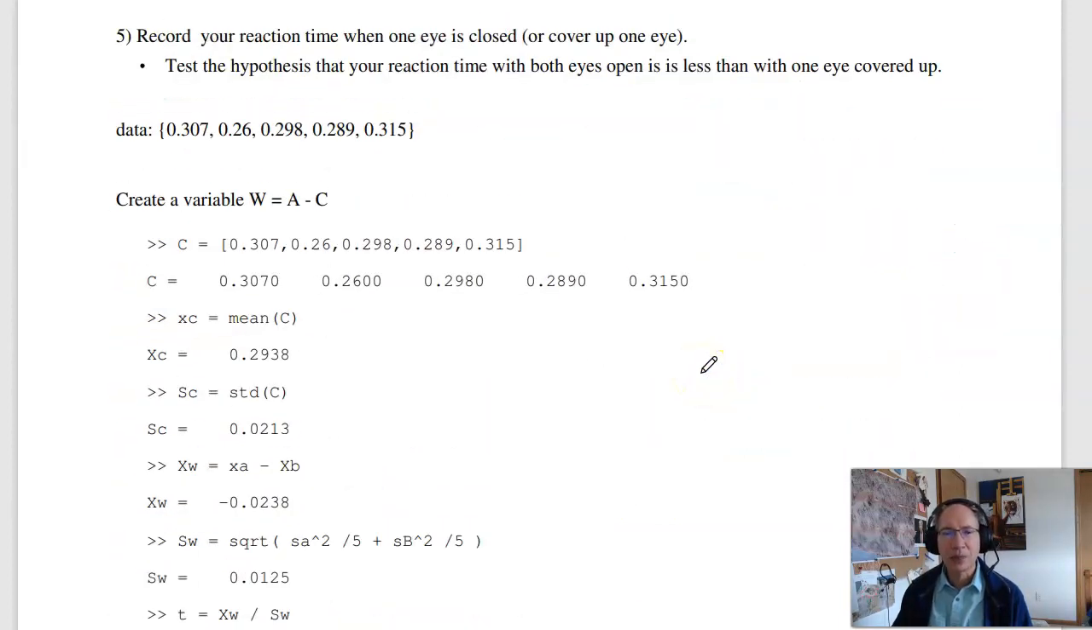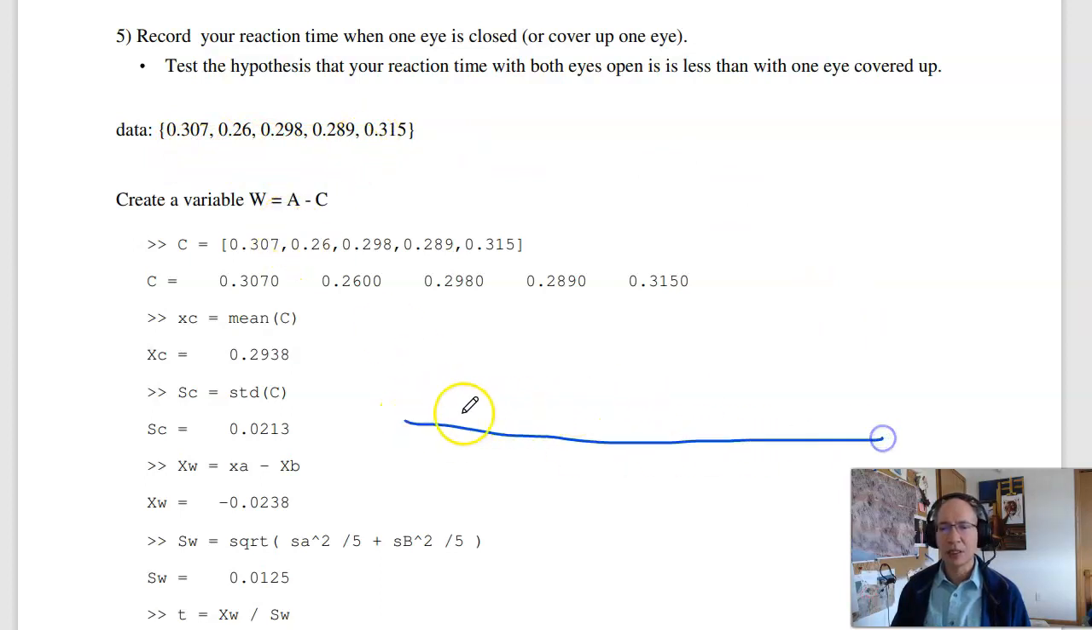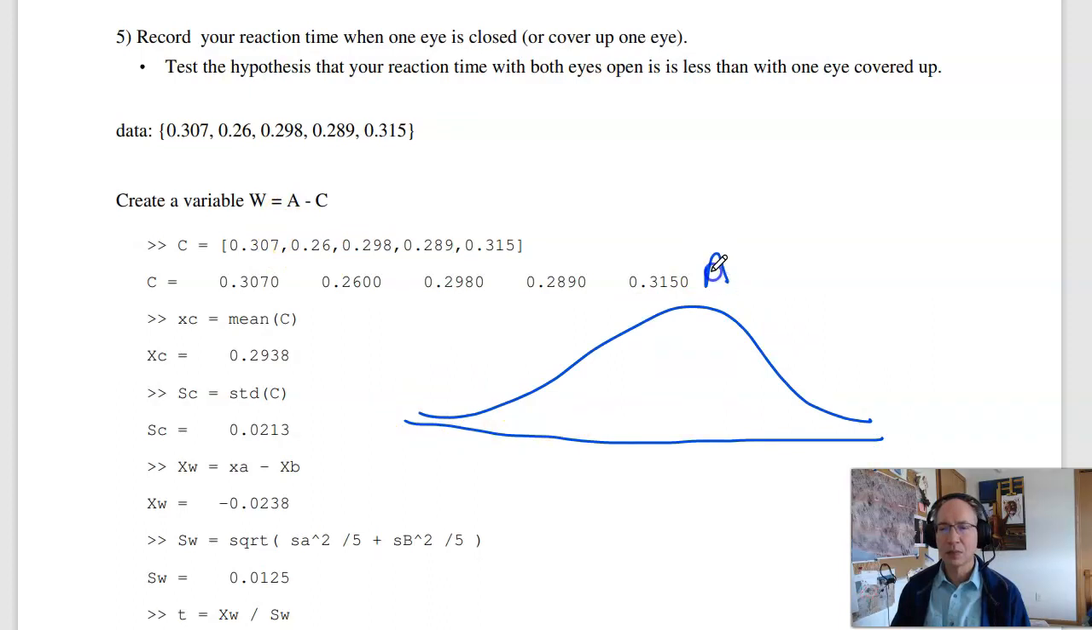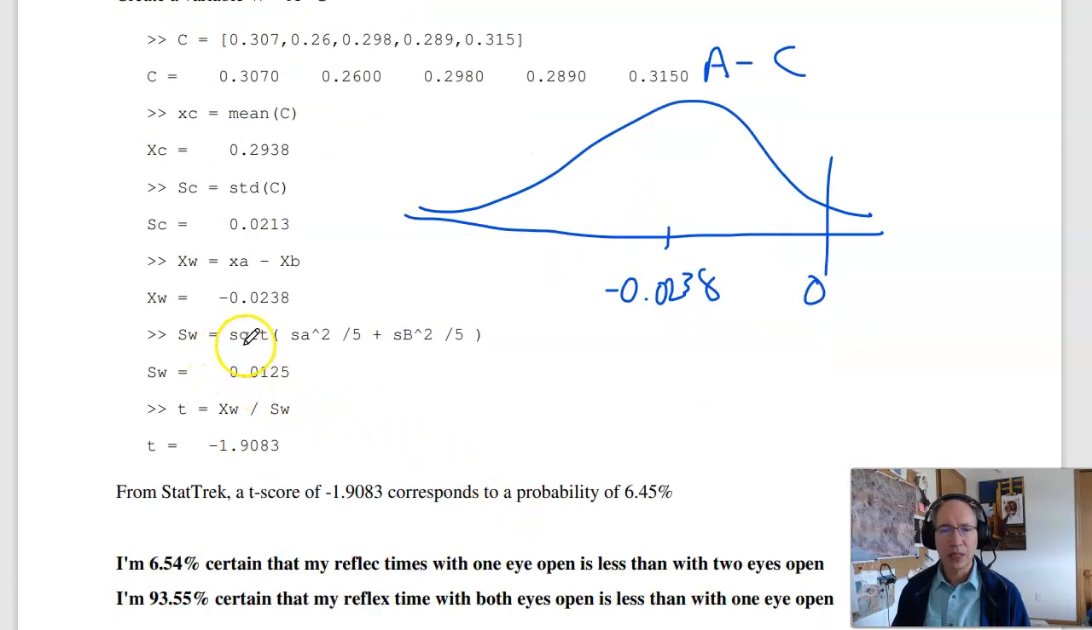Problem 5. Close one eye. Now run the test. Is reaction time better or worse with one eye closed? So again, you repeat the experiment, collect some data, create a new variable W that's A minus C. When I did that, the mean is negative 0.02. I want to find out how much of the area is left of 0. So to do that, I find the standard deviation. And again, I'm going to look at the population. Am I better off with 2 eyes open or 1 eye open?